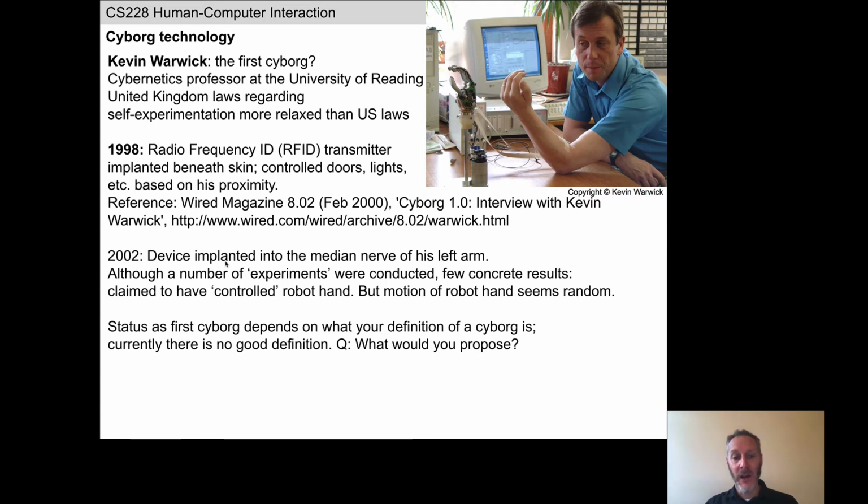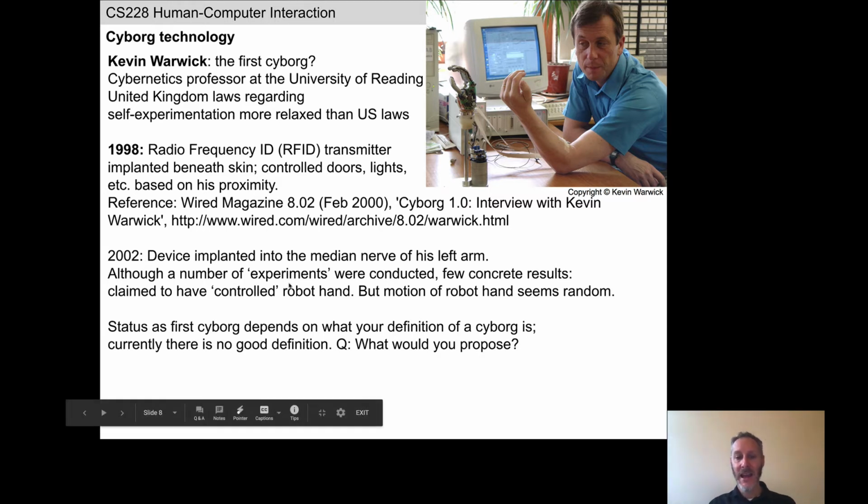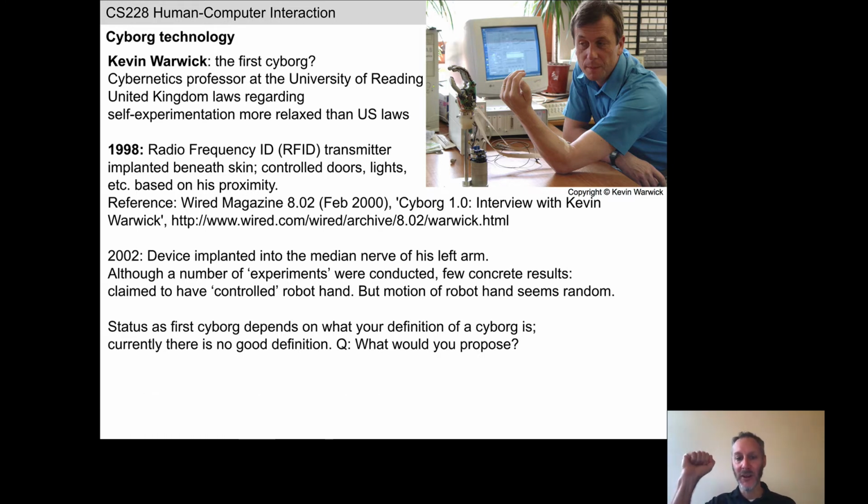Three years later, he implanted another device into the median nerve of his left arm, which means that the nerve was actually supplying signals from Professor Warwick's brain to this device, and this device was then sending commands to a robot hand. Professor Warwick claimed to be able to control the robot hand just by moving his own hand. If you go and watch the video, I don't see much of a correlation between the movement of his hand and the robot hand. I think, again, a bit of a publicity stunt, but arguably one of the first cyborgs.